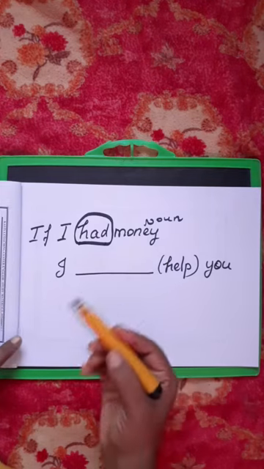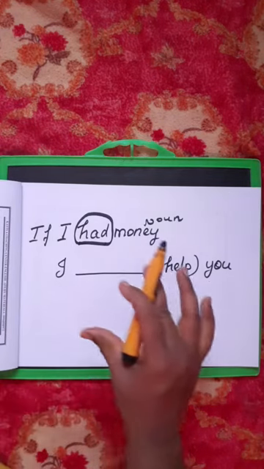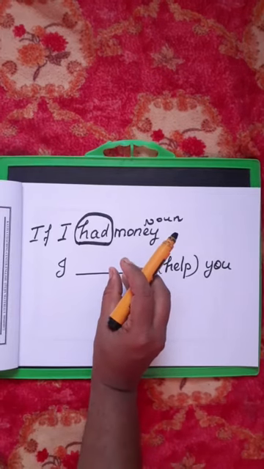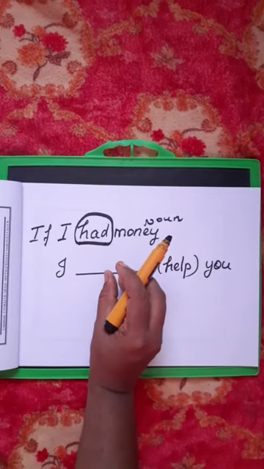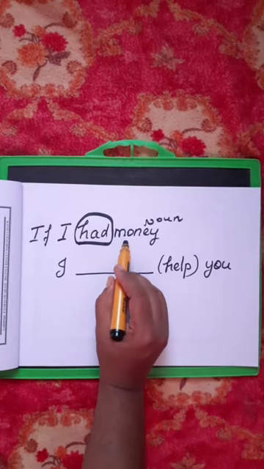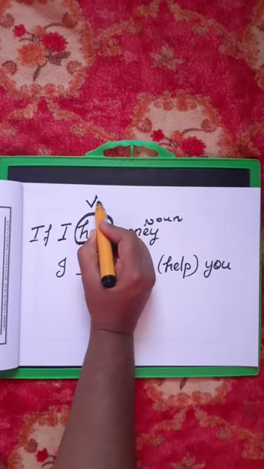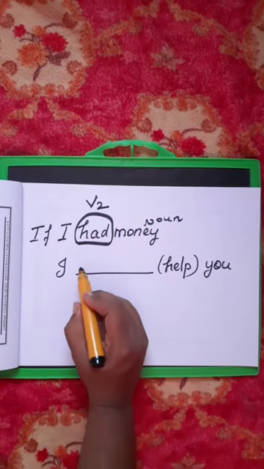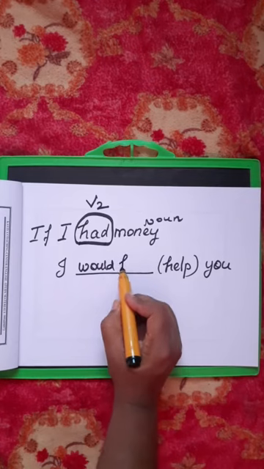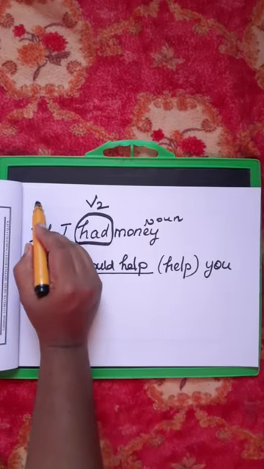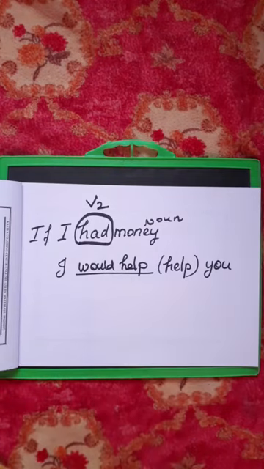Because we always had a practice in the if conditional class that whenever we see had plus a word, we always think it is had plus V3 form. No, my dear children, we have to analyze whether it is a verb form or a noun form. So here it is only V2. So what is the answer? If I had money, I would help. Would plus V1. So like this is one to be remembered. This is one important model.